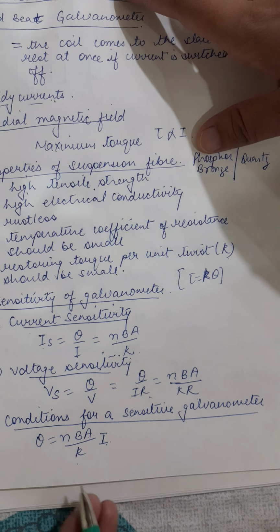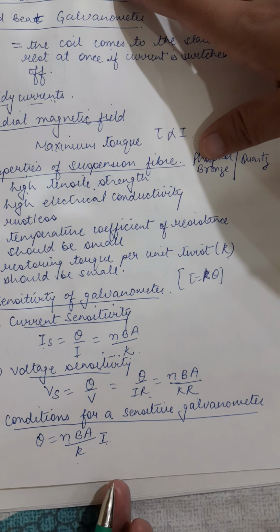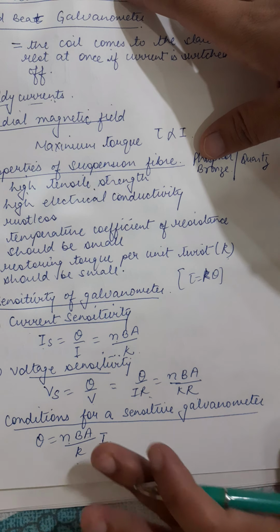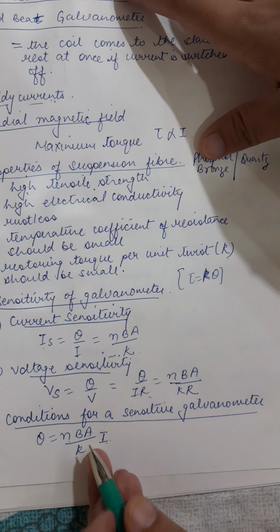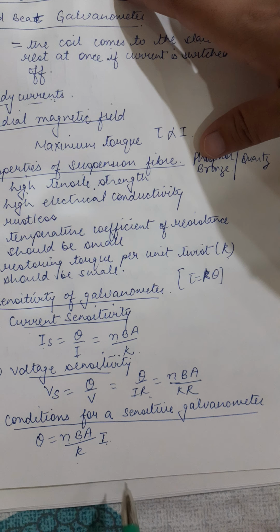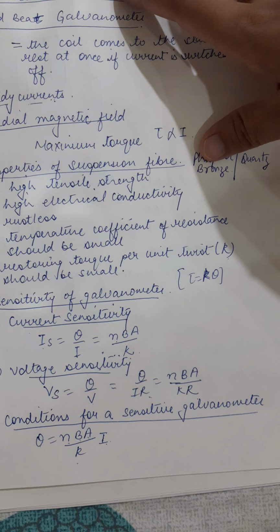Now what are the limitations? The value of N cannot be increased beyond a certain limit, because that will result in the increase of the resistance of the galvanometer. It also makes the galvanometer bulky, so ultimately it will tend to decrease the sensitivity. And the value of B can be increased by using strong horseshoe magnets. The value of A can also not be increased beyond a limit, because in that case the coil will not be in a uniform magnetic field. Moreover, it will also make it quite bulky and unmanageable.